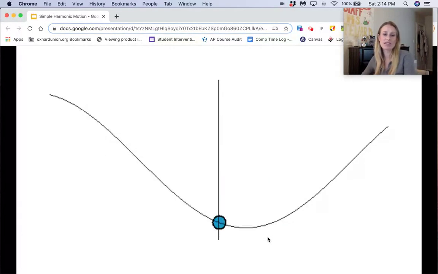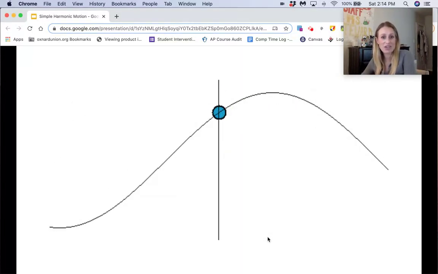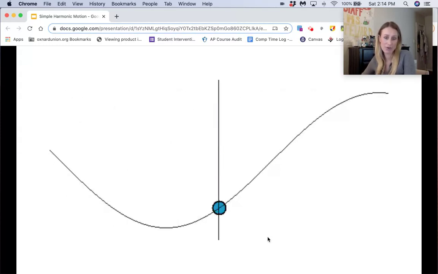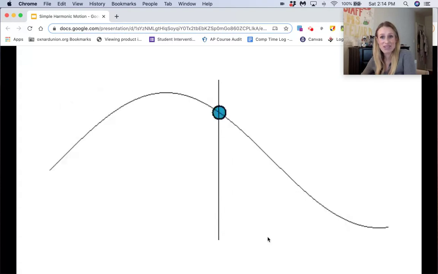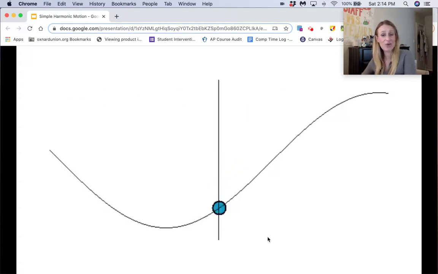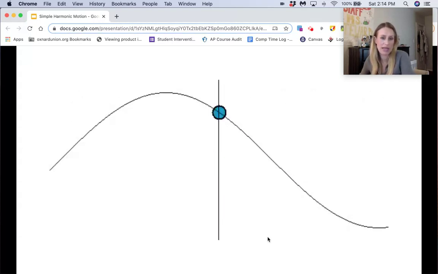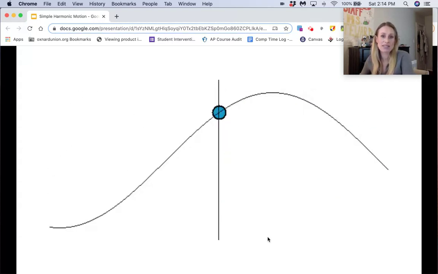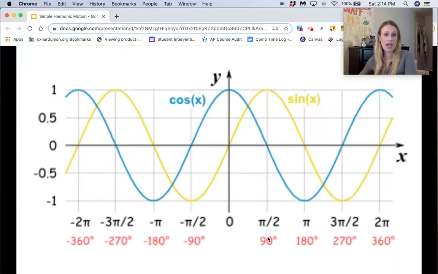So this is something that's moving in simple harmonic motion, and you can see that it looks like a sine or cosine graph, which is why we are using cosine in our equation. It also looks like a wave. We don't talk much about wave motion in AP Physics C mechanics, but this simple harmonic motion is like a wave. And again, here is the cosine graph in blue and the sine graph in yellow.